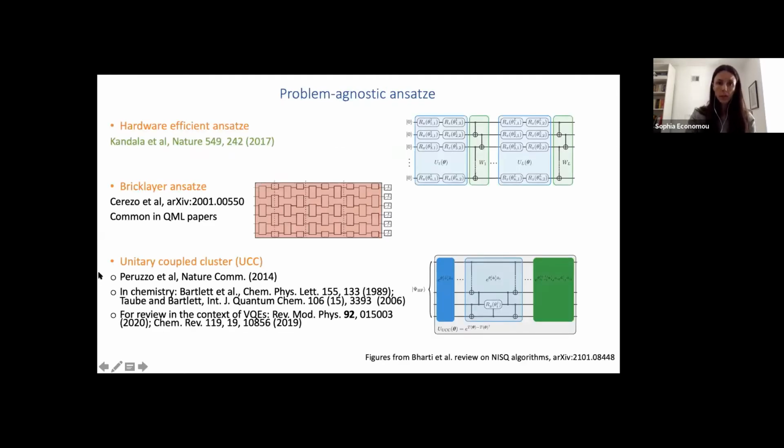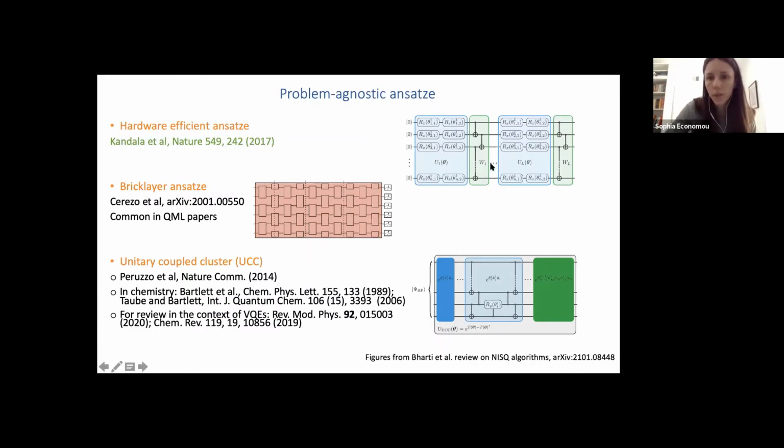So I have separated the possible ansatz that people use into different categories. The first category I call problem agnostic ansatz. These are ansatz that are mainly dictated, the first two at least, by the quantum processor. So in some sense, they're the simplest thing you can do, given the capabilities of the processor.